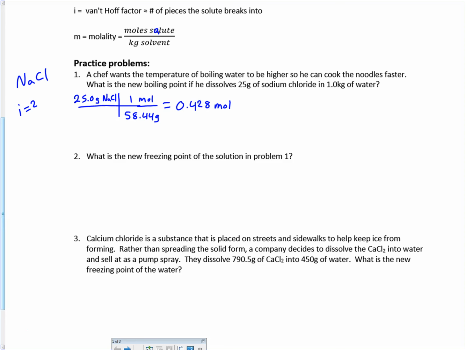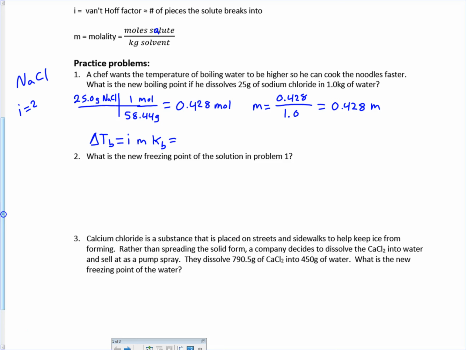All right, now we can calculate molality. Molality is the moles of the solute, so that's that 0.428, over kilograms of the solvent. In this case, it's just 1.0. That ends up giving us 0.428 again because it was just divided by 1. Now we're in units of molal. So now we're going to calculate the change in boiling temperature. For that, we say change in boiling temperature equals i times molality times your boiling point constant, Kb.